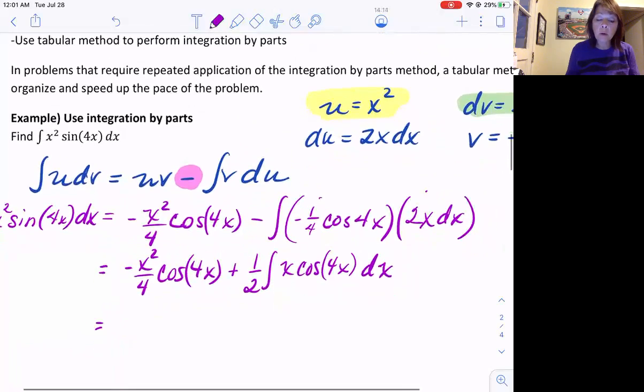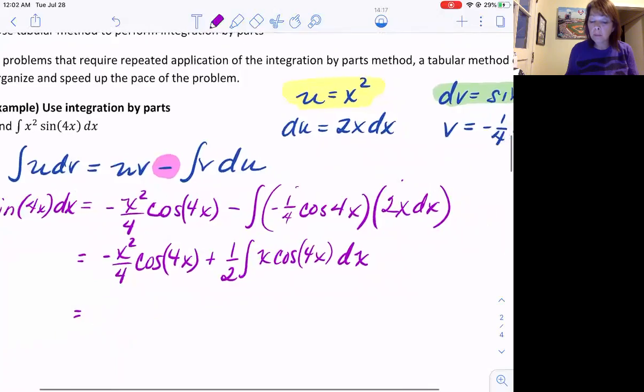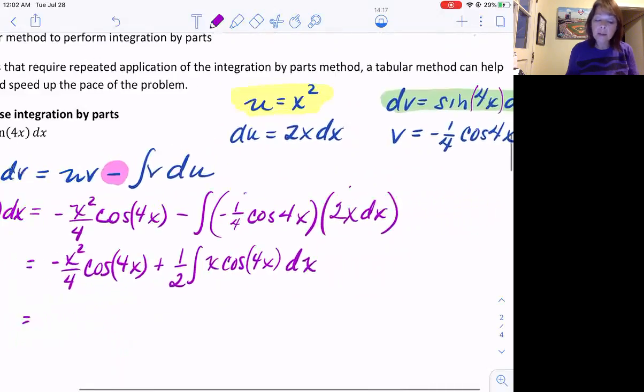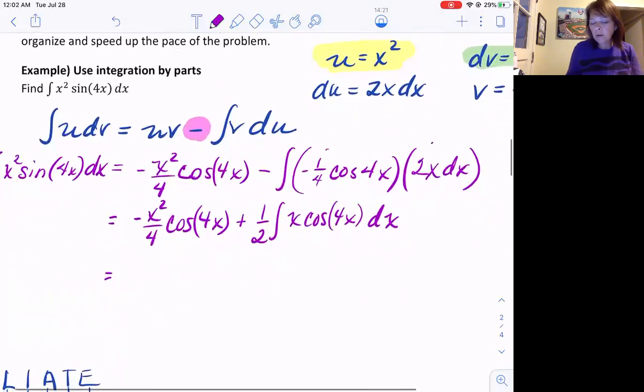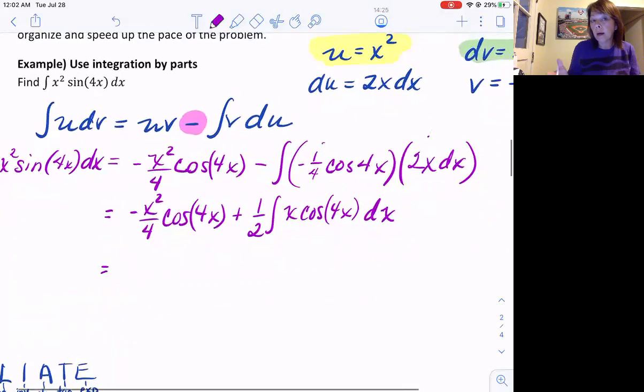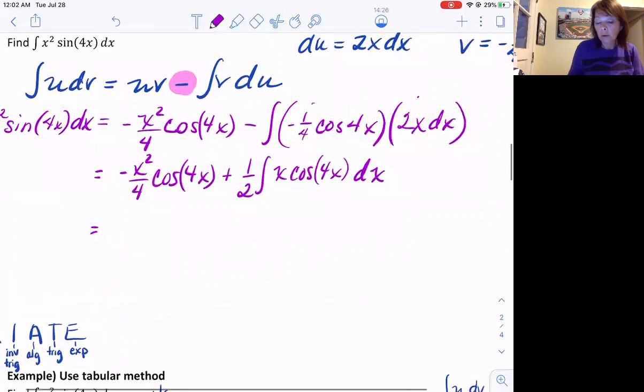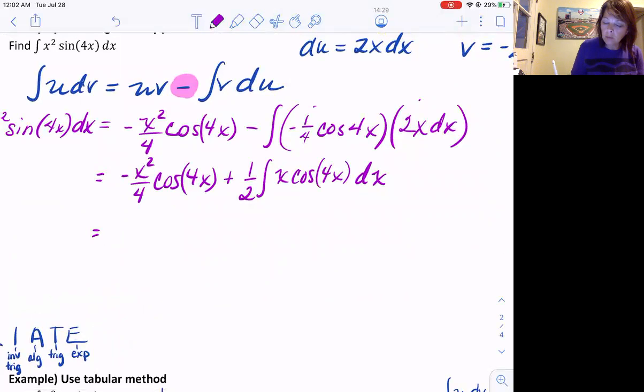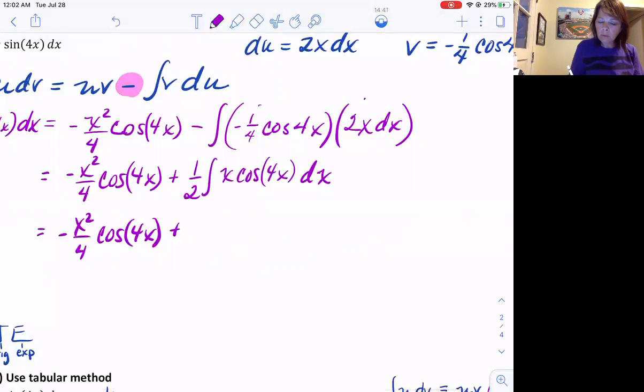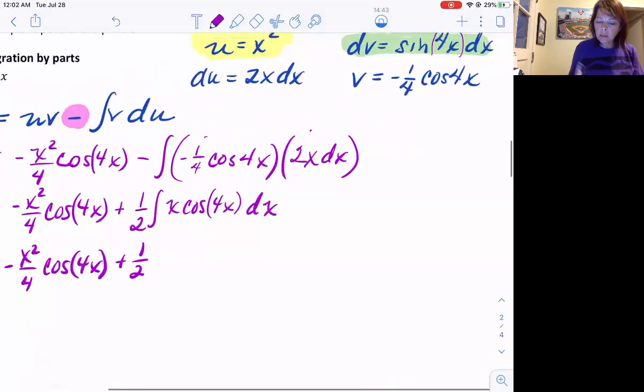In problems that require repeated applications of the integration by parts method, a tabular method can help to organize it. But we're going to go through it first so you can see what I mean by making it easier, or how it organizes it. So here we go. We're going to keep the first term, that first uv, the same. Just remember to carry that with me. Now I'm going to leave the 1/2 out front, and you can see that this integral here is another integration by parts.